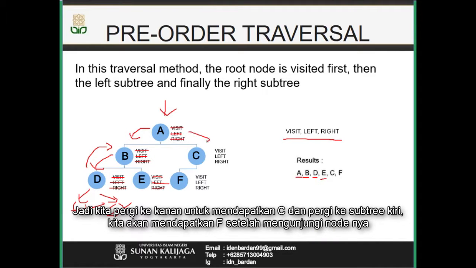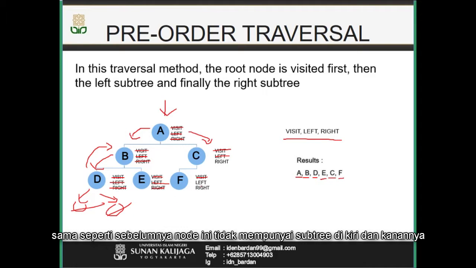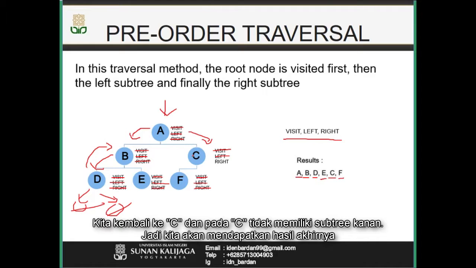So we go to the right to get C, then visit the node, we get C, and go to the left subtree. We'll get F after visiting the node. Same as before, this node doesn't have a left subtree, nor a right subtree. We move back to C, and this node doesn't have a right subtree, so we'll get the full result.